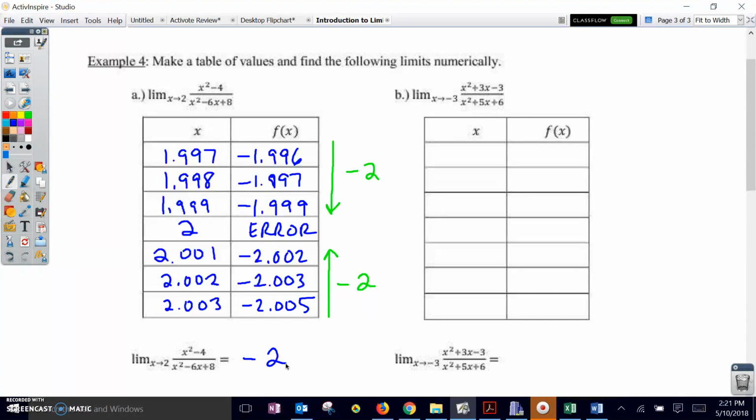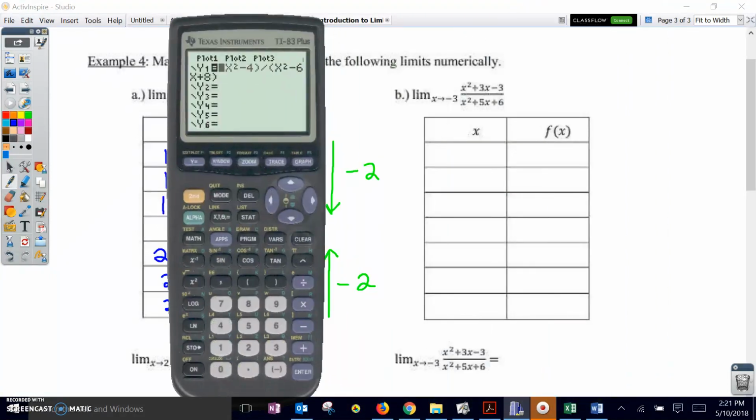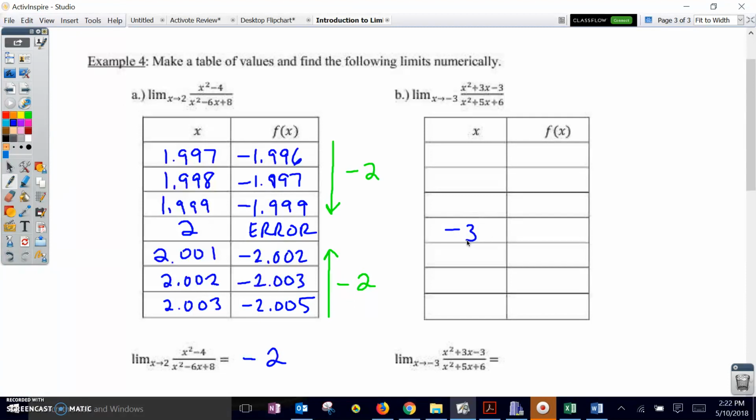Okay? Let's try the same thing. We'll do example B. We'll go in and change over our function. So we've got x squared plus 3x minus 3 over x squared plus 5x plus 6. And now for my table, since we're approaching negative 3, I want to approach it from both the right and the left, again using a small increment.